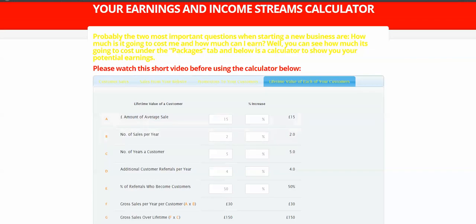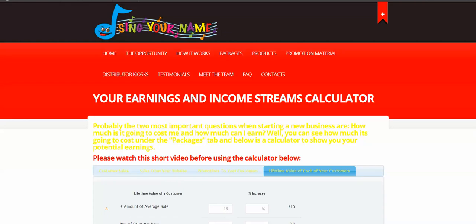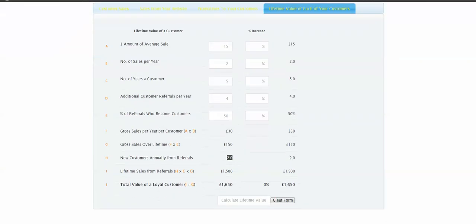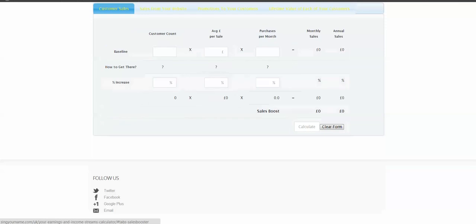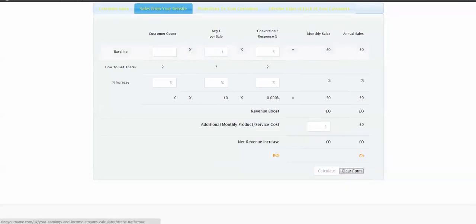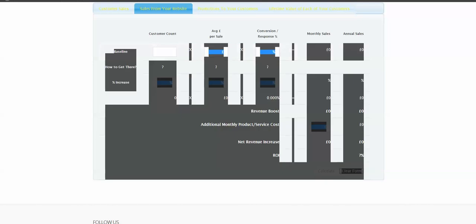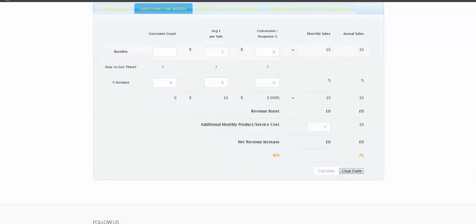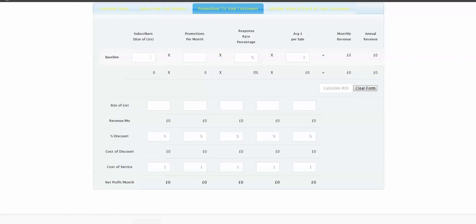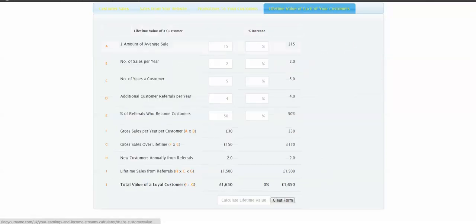Now, please feel free to use this calculator to your heart's content. As I said, don't worry too much about most of the other things. It's just the top line that you really want to worry about, which is this baseline figure on that page. Sales from your website is exactly the same, just that figure there, not all those other ones that have just highlighted, so just the top one up here. Promotions to your customers, once again, it's just all these ones here. And the lifetime value of each of your customers, which you can work out by filling in all the details as you go down the page.